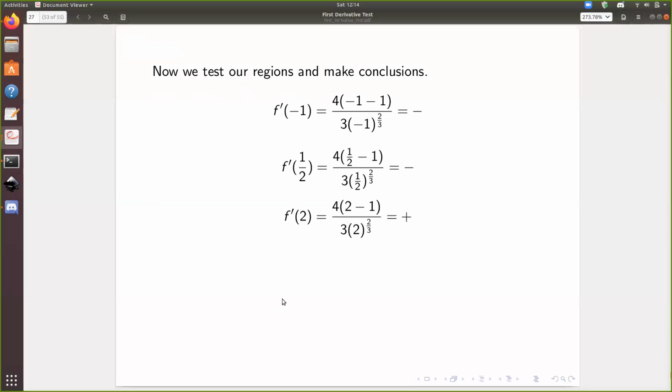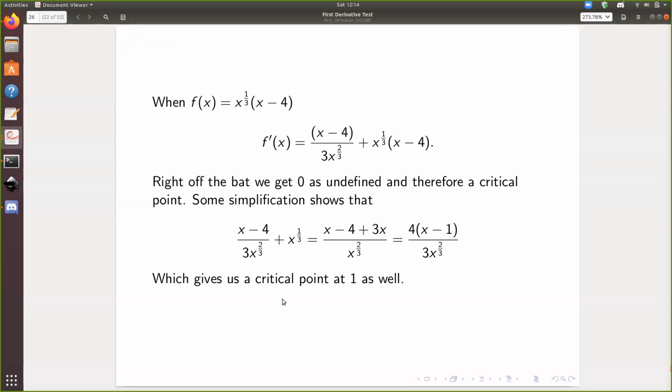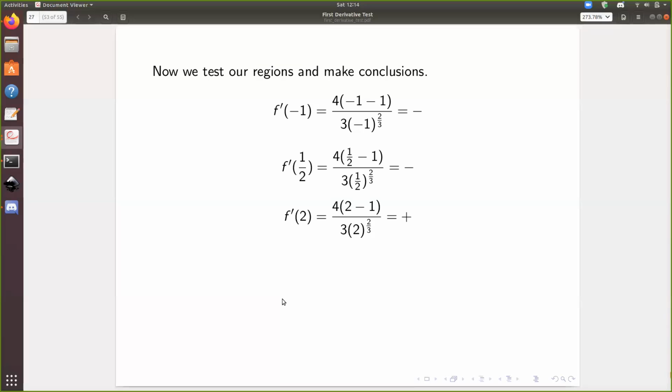So what do we have? We have critical points at 0 and 1, and we're going to test our regions. So we test something a little less than 0, a little bigger than 0 but less than 1, and something bigger than 1. We get that f prime of negative 1 is negative. Just think about the fact that this value down here on the bottom is positive, and this value up here on the top is negative. Then we plug in 1/2. We get a negative value on top, positive on the bottom, so it stays negative. And then we plug in 2, positive on the top, positive on the bottom. We get a positive value.